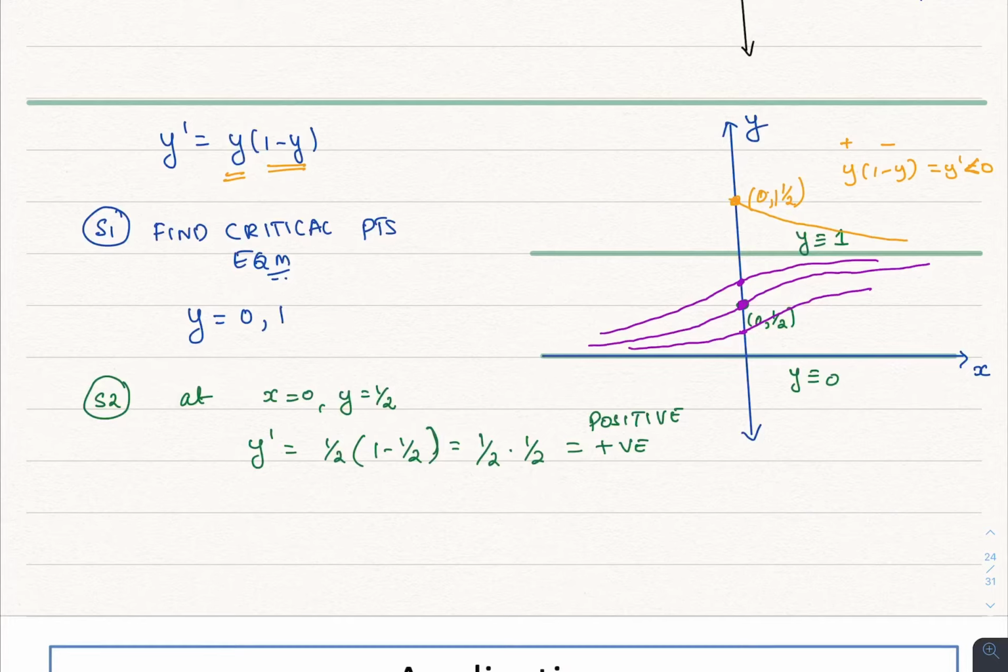Again, there is no bound, so it's going to keep going forever. If I start a solution here, it's going to go that way. If I start a solution here, it's going to go that way. And let me take a look at something over here. What happens if you have something over here?